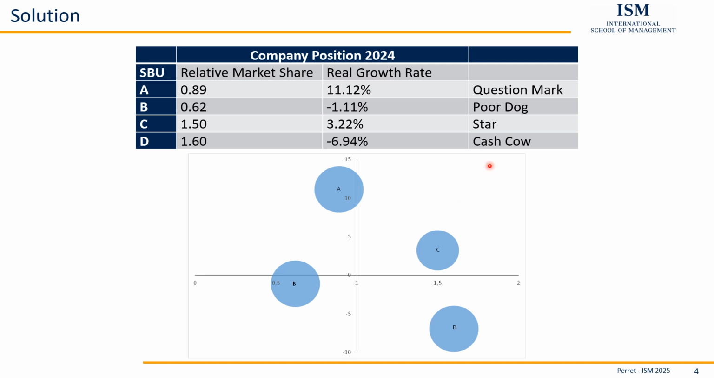So if I, for example, have a relatively large star, I'm doing quite well. But if I have only small stars but one very large poor dog down here, then even though most of the business units are performing quite well, overall speaking, this might not be this good of a situation. Well, in either case, that's how the respective BCG matrix would look like.